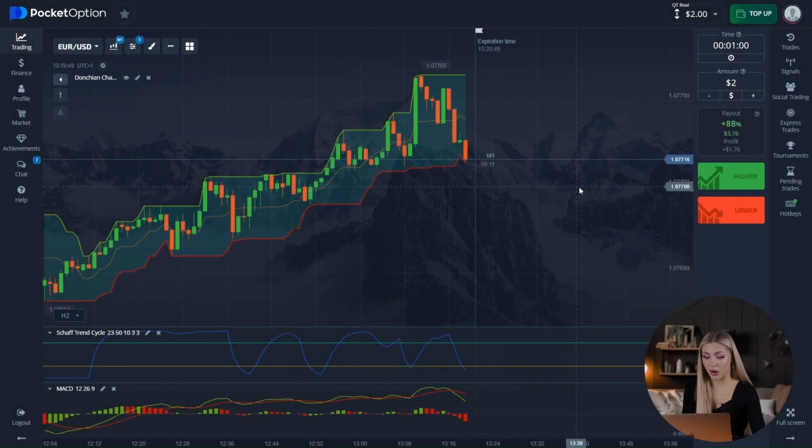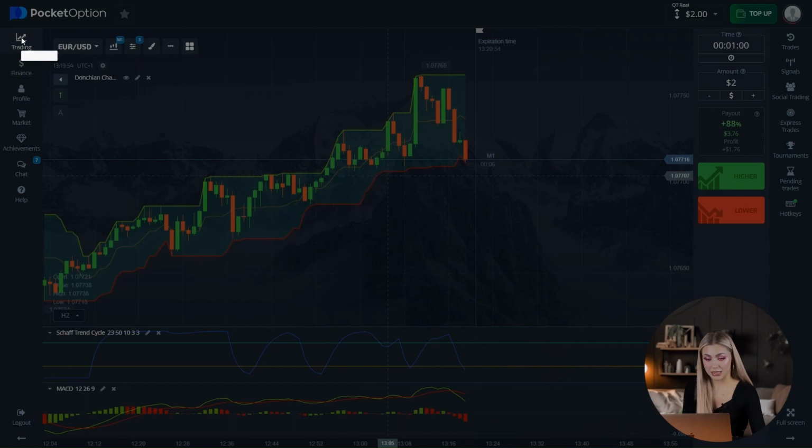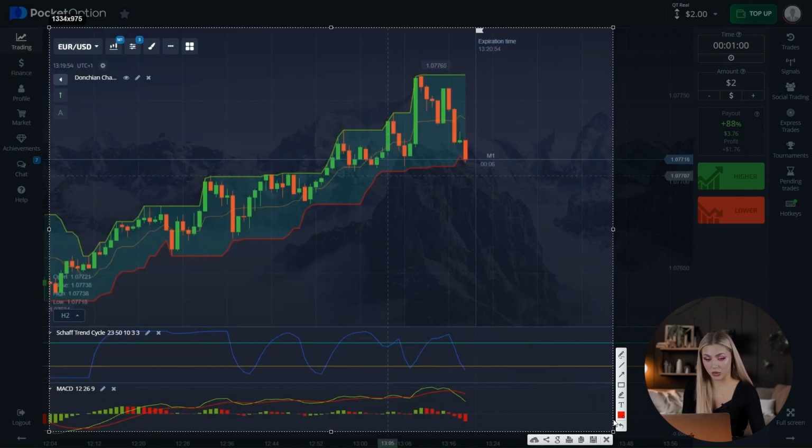It has only one parameter that changes, and it's the number of periods. I've set 10 periods in the settings, and let's see what's changed and figure out how to use this tool.